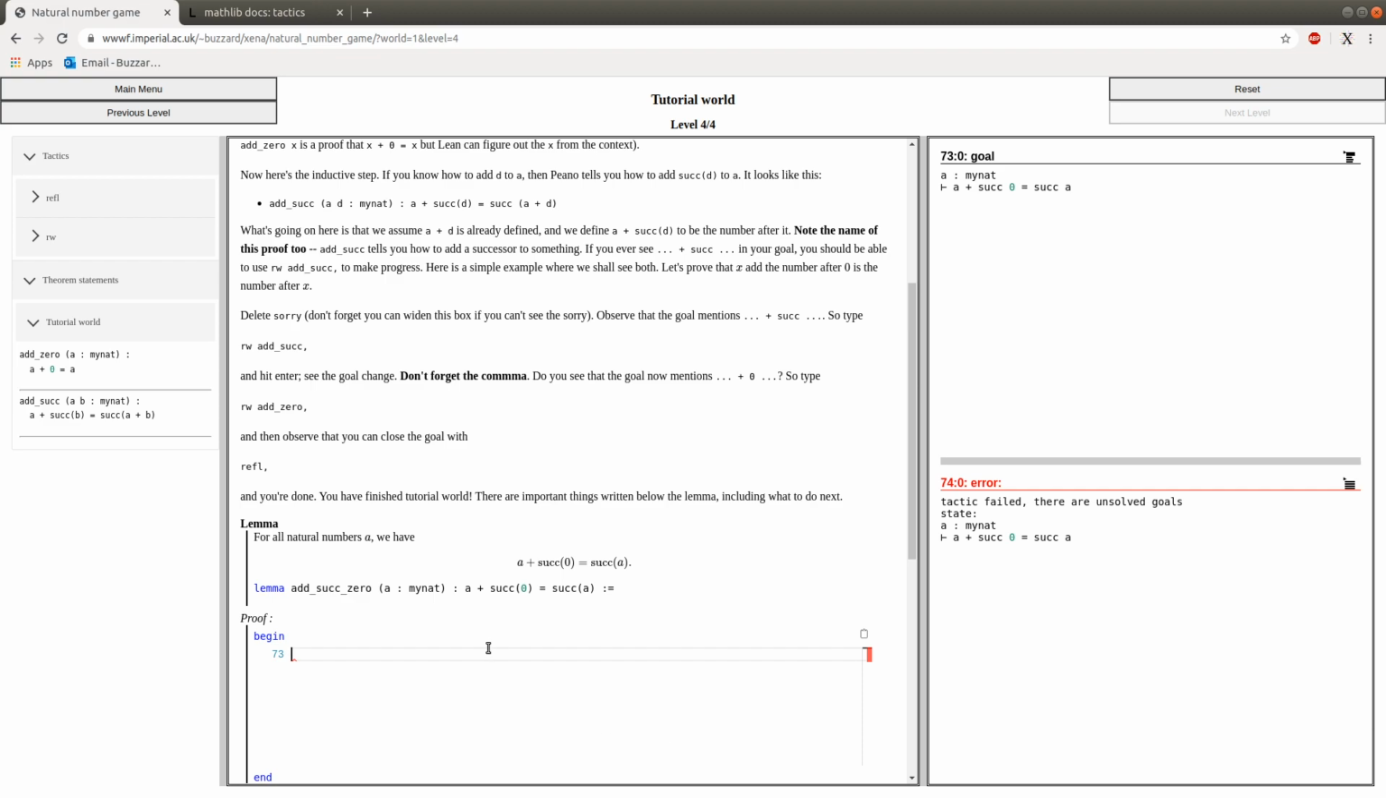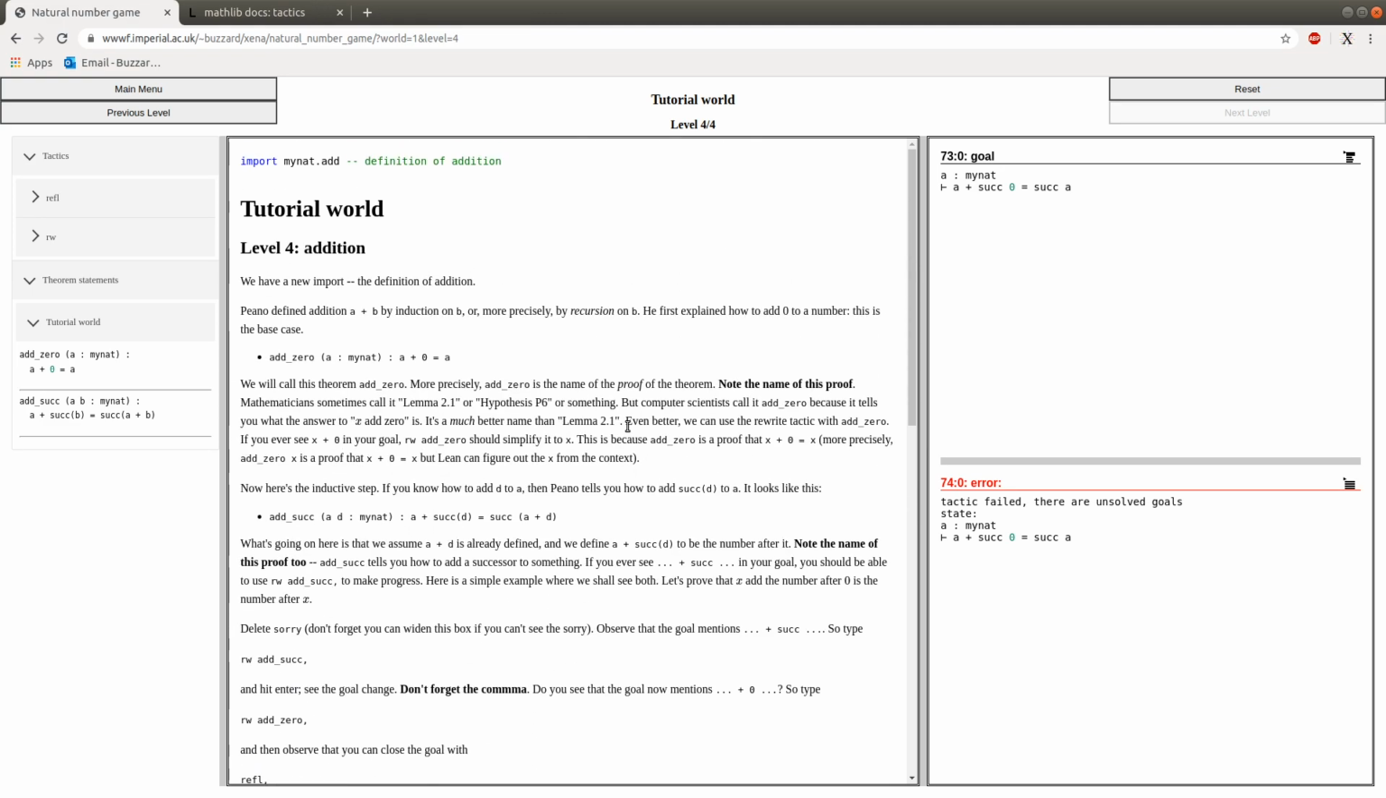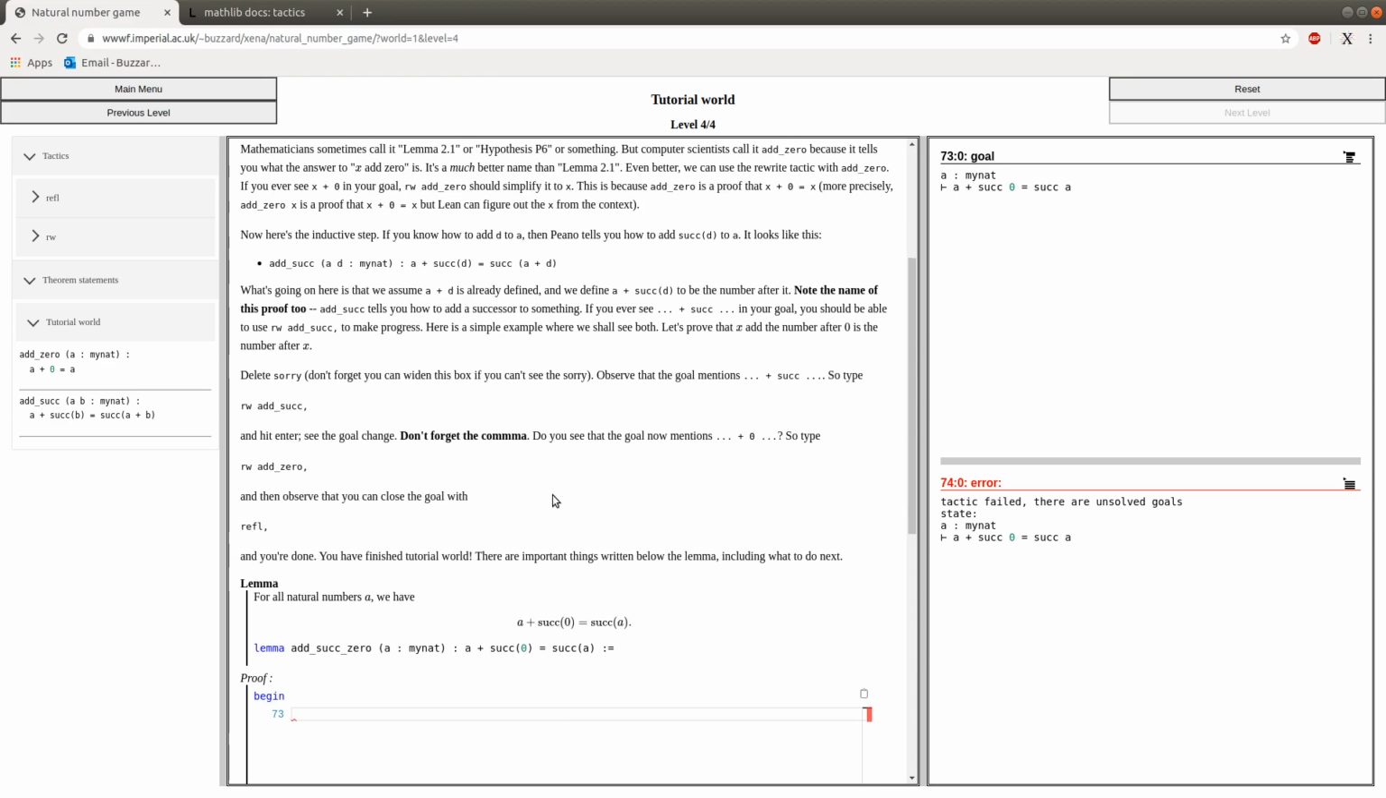And this has been a carefully designed level, because what I've just explained in all this waffle up here is that we've added two axioms to the system. The first axiom is that A add 0 is A. And the second axiom is that A add the number after D is the number after A add D. So those are the two axioms we've added. And so let's rewrite using those axioms.